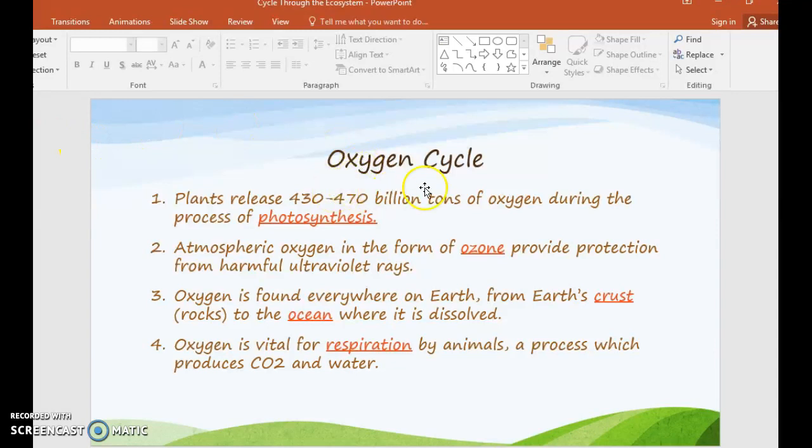Plants release literally billions of tons of oxygen into the air. Now, keeping in mind that for plants, oxygen is a byproduct, or something they make that they don't need. That's why they give it off to the atmosphere. Here are some of the listed things that are so important. You can go over 2 and 3. I'm going to skip to number 4. The word vital here means super important.